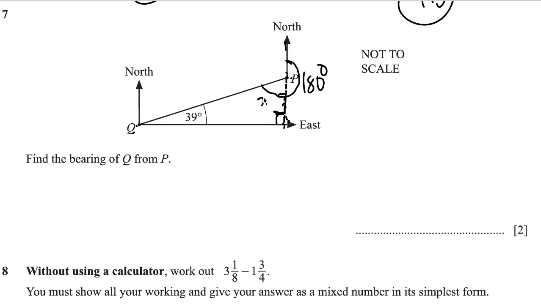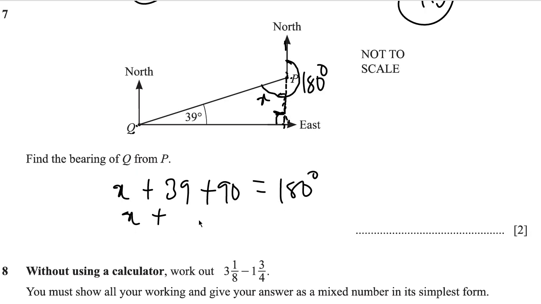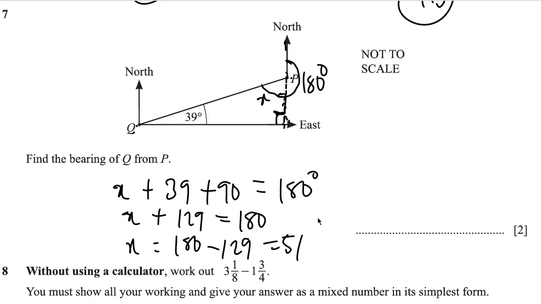So let's call this angle here x. So x plus 39 plus 90 degrees is going to be equal to 180 degrees. So x plus 39 plus 90 is 129, equals 180. So x is equal to 180 negative 129. So 180 negative 129 is equal to 51. Right? So that tells us that x is 51 degrees.